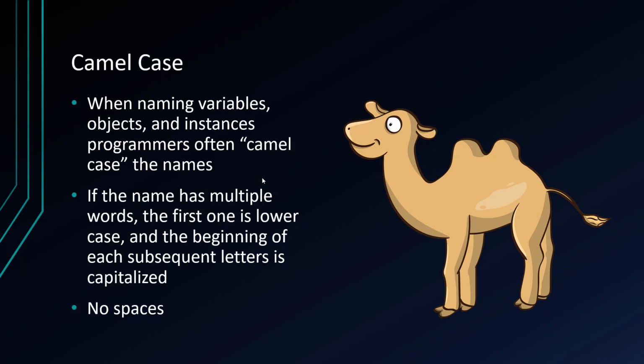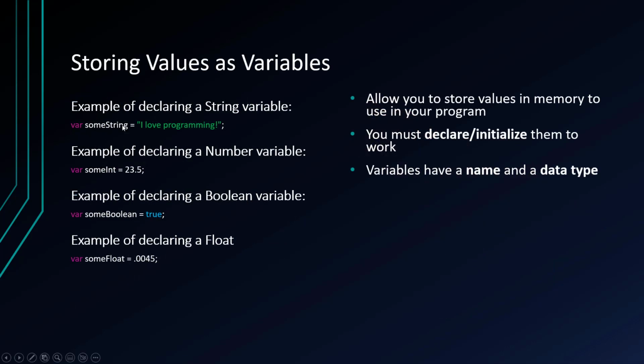Camel casing is also a term used in programming. Camel casing simply means that when we're declaring our variables or making names for things, we can't make spaces. So for example, in the previous slide, you saw I wrote something like someString. Well, I can't make it "some space string." It has to be all one word.